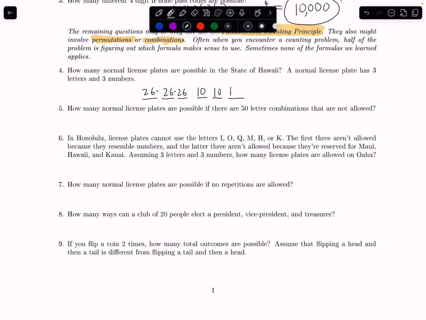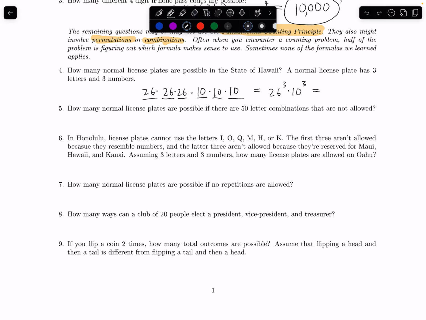10 digits, 10 digits. Right now, at the moment, we're assuming that all letters, all numbers are fair game. There are no restrictions on which letters or numbers we can use. Now, if you want to condense the notation slightly, you can say that's 26 to the third times 10 to the third. Either way, they mean the same thing, right? The third power just means to multiply it by itself 3 times, and that's exactly what you have here.